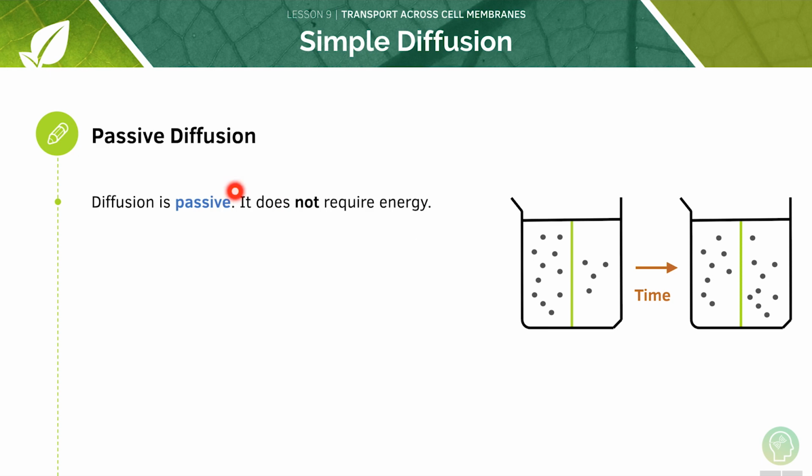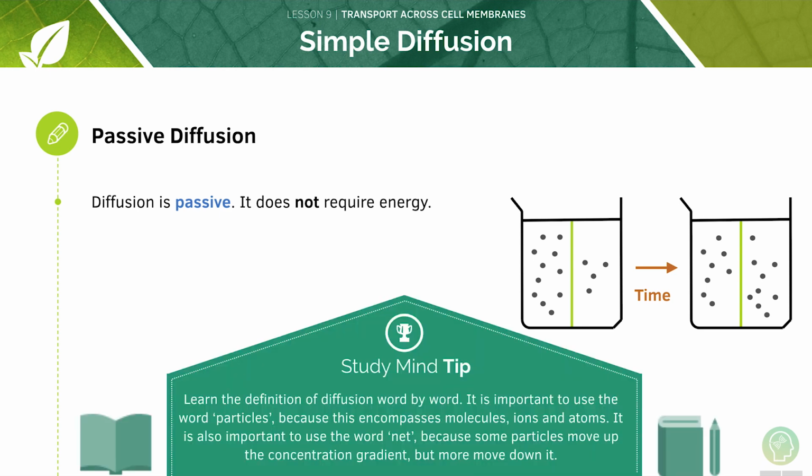Diffusion is a passive process. It does not require energy. Particles continuously move around randomly, and they spread out until equilibrium is reached. Learn the definition of diffusion word for word. It is important to use the word particles and the word net, for the reasons shown here.